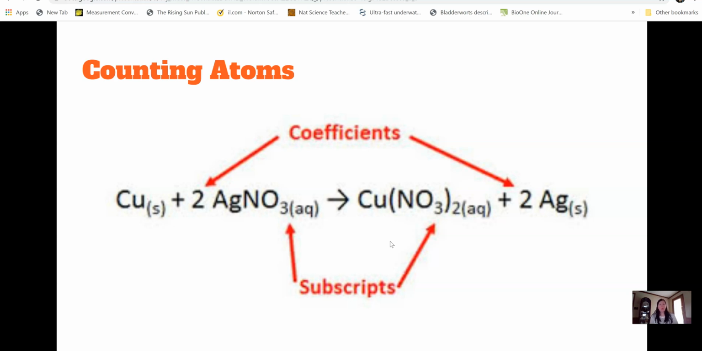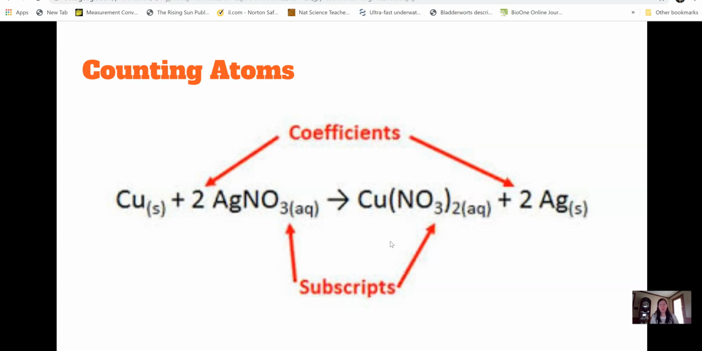This is a chemical equation, and if you take a look at it, you can see that you have copper, Cu, and then you have a plus sign, so you're adding something to it. In this case, it's silver nitrate, and you're producing a copper nitrate and silver. So this is an equation, and you'll see that we have all kinds of elements happening. We also have numbers in the front of the compounds.